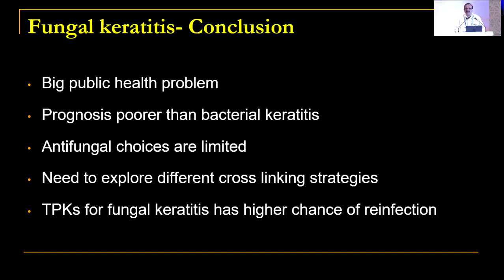So in conclusion, it is a big public health problem. There is an estimation that in India, close to 9 to 10 lakh people get infective keratitis every year. 9 to 10 lakh, and out of that 50% is fungus, and prognosis is definitely poorer than bacterial keratitis. The choices are limited, and there is a need to explore different cross-linking strategies. I told you rose bengal works better, but there is definitely more time to go before we develop good cross-linking strategies. But TPK can be considered as a last resort, though it has a higher chance of reinfection.